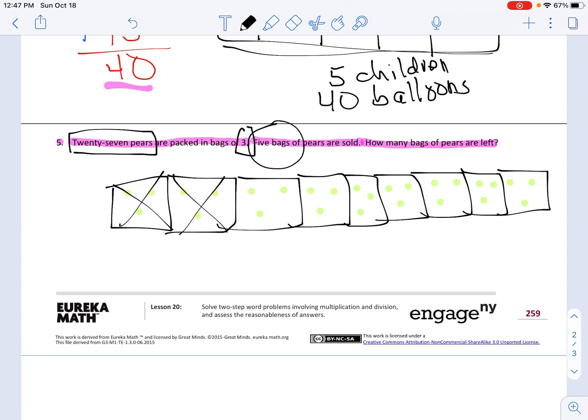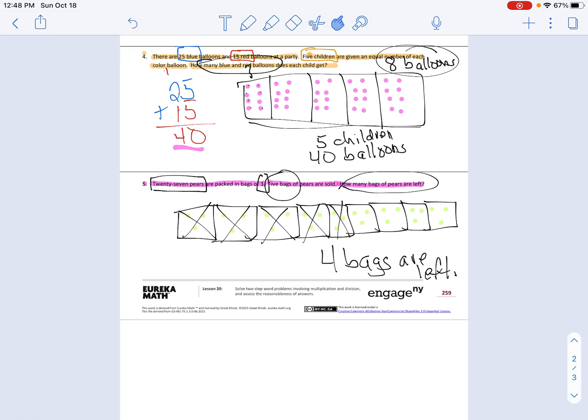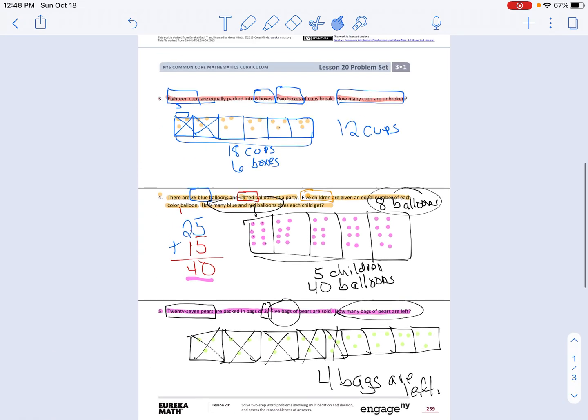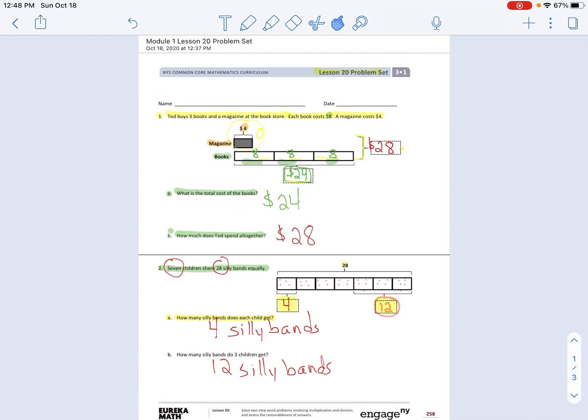5 bags of pears are sold. Sold that one, that one, that one, that one, and that one. How many bags of pears are left? 4 bags are left. Like I said, these are kind of tricky to set up, so make sure that you are asking, you are working them out, and you are getting some help before you submit this back to me on your homework page.